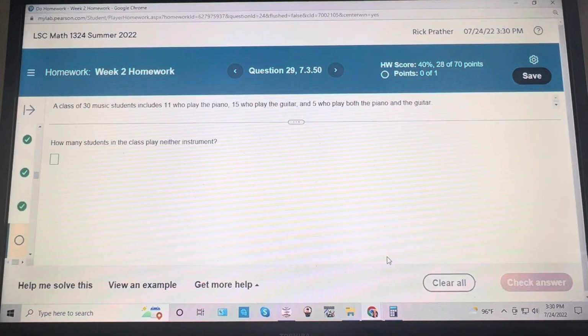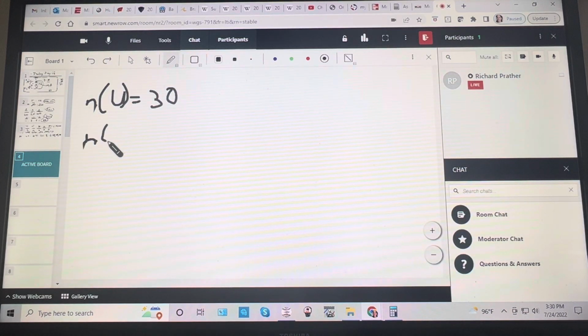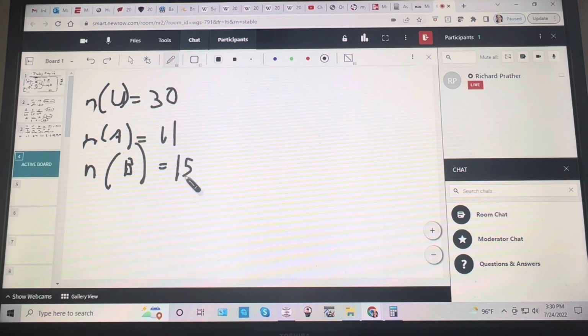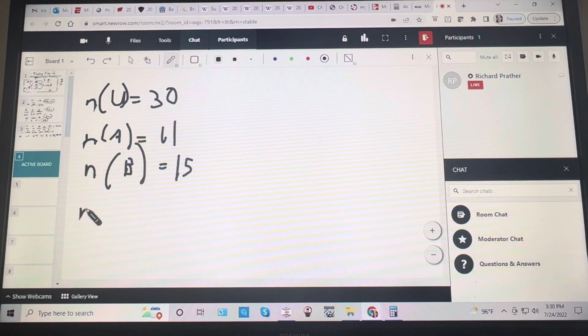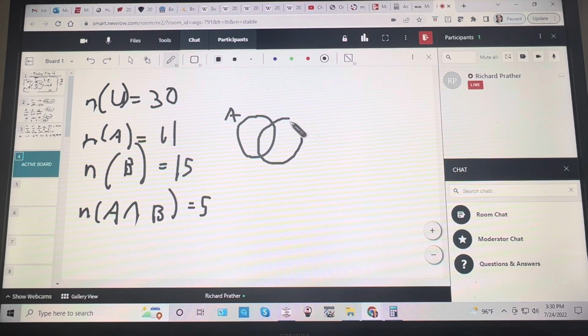We have 11 play the piano. So I'll just call that A. 15 play the guitar. But 5 play both. Both is A and B. Notice that this adds up to 31. See how this is already bigger than the whole size? It's because of these 5 people that do both. They're being double counted. So make your circle A, make your circle B.